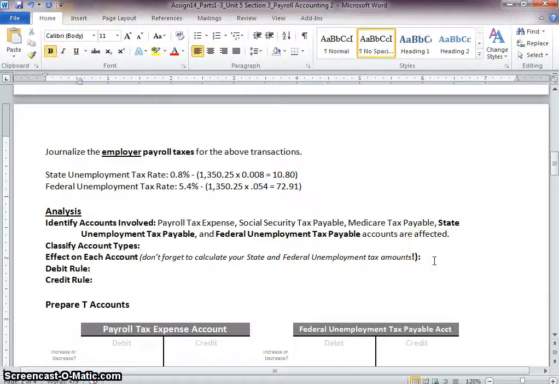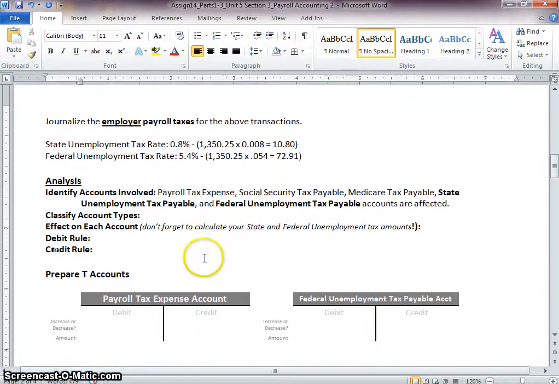And then you're going to tell me the effect that these transactions have on each account. So we are paying into tax expenses and paying into our tax payables. So what does that tell us about all of these accounts and how they're being affected? Are they increasing or decreasing? And then tell me about the debit rule, and with which account is being debited. Here's a clue. There's only one account being debited, and the rest of them are being credited. So there is a clue for your debit and credit rules.